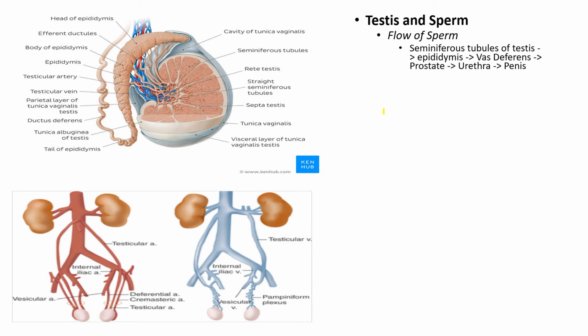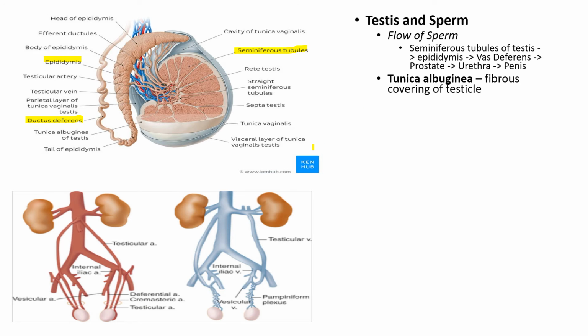Next, let's talk about the testes and sperm. Sperm is made in the seminiferous tubules of the testes. And from the seminiferous tubules, it will travel into the epididymis. And from the epididymis, it will move into the vas deferens or ductus deferens. And from there, it will move into the prostate, like the prostatic urethra, where it will get prostatic fluid, then it'll move into the urethra and then the penis.